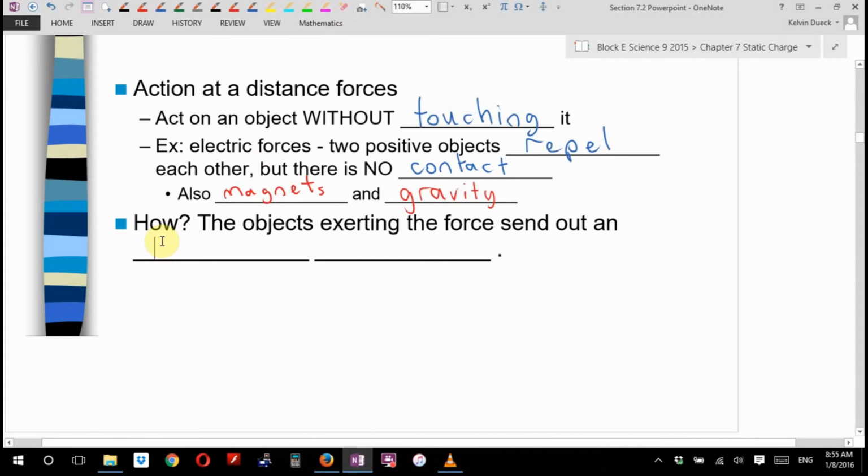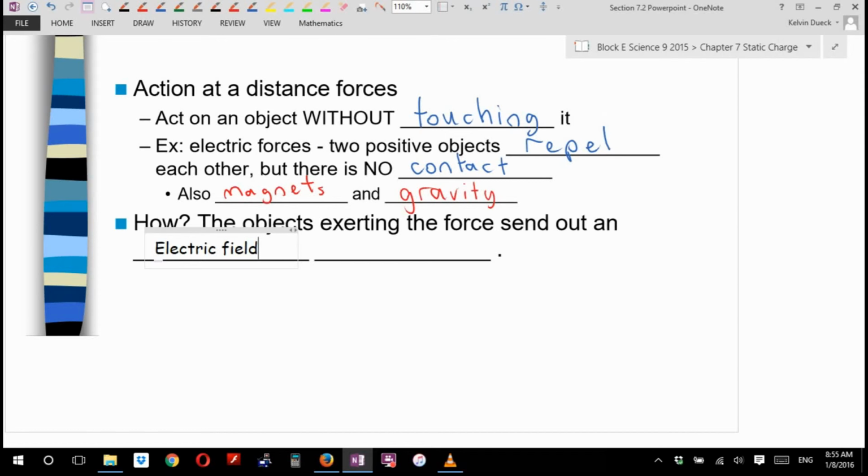An electric field. For gravity, we call it a gravitational field. For magnets, we call it a, take a guess, magnetic field. There is a whole branch of physics called field theory that says we can't have action at a distance forces. There has to be something in between them that's interacting. And there is. It's just invisible and you can't see it, but you can feel it and detect it.